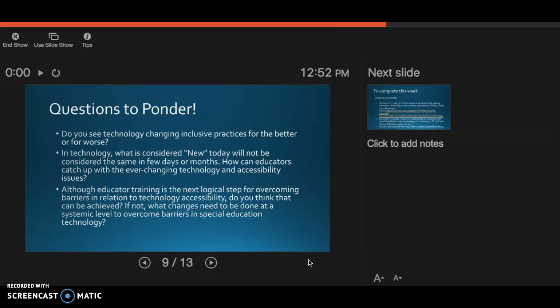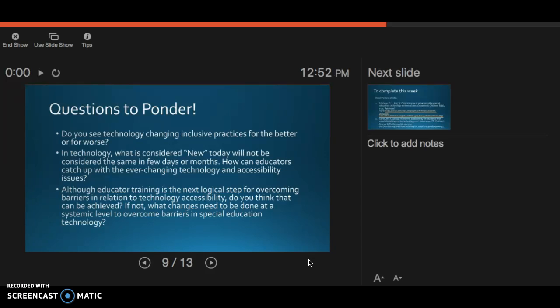Some questions to ponder. Do you see technology changing inclusive practices for the better or for worse? For me, I definitely see technology changing inclusive practices for the better. Once we are aware of all the accessibility that we can provide in our content through technology, we are going to include our students with disabilities in our classrooms much better than just placement options for them.